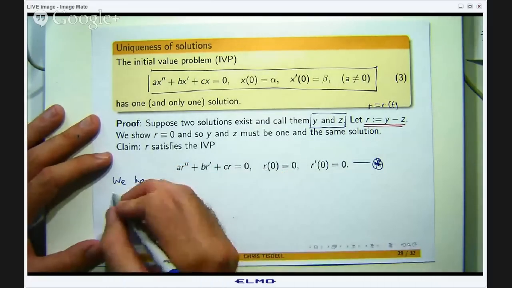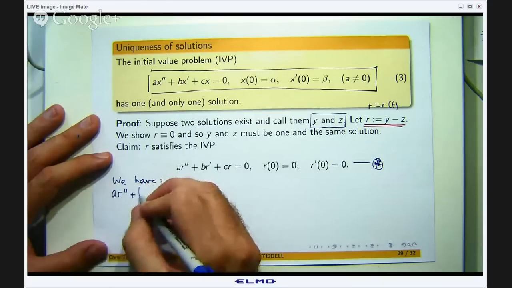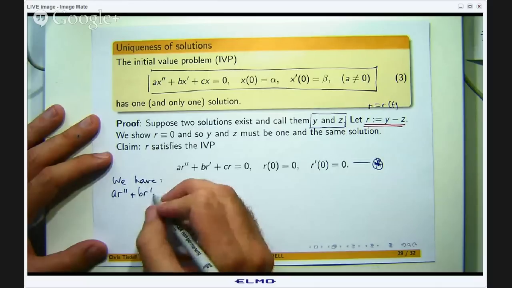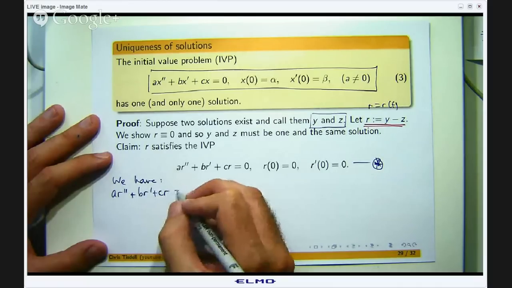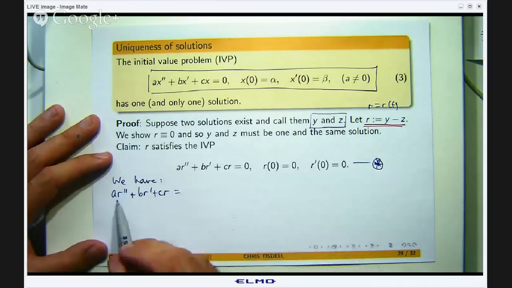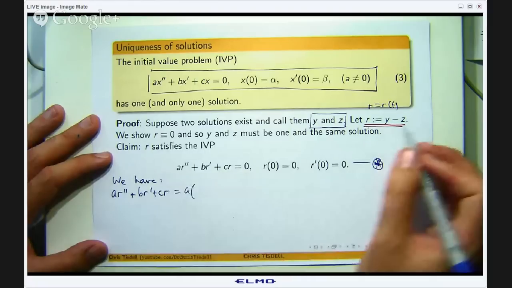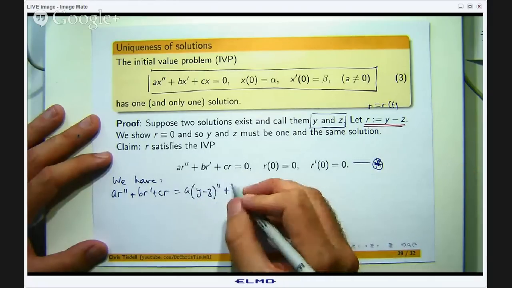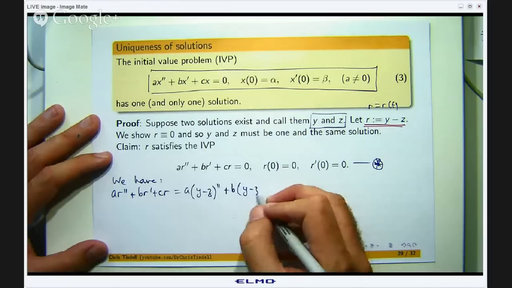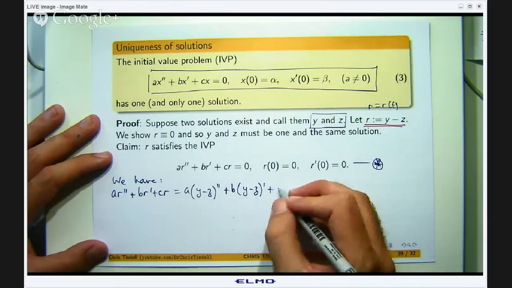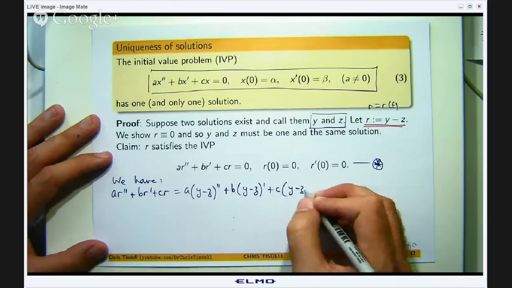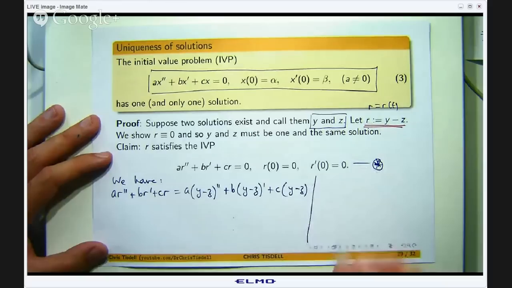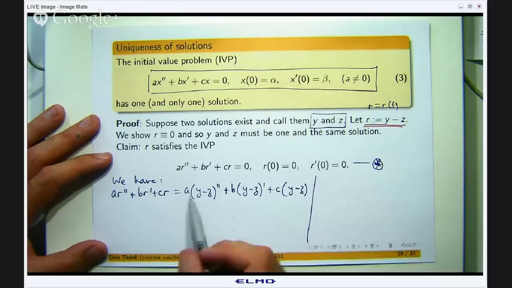All right, so aR double prime plus bR prime plus cR equals the following. Okay, it's a(y minus z) double prime plus b(y minus z) all primed plus c(y minus z). Okay, and I want to show that this equals 0.